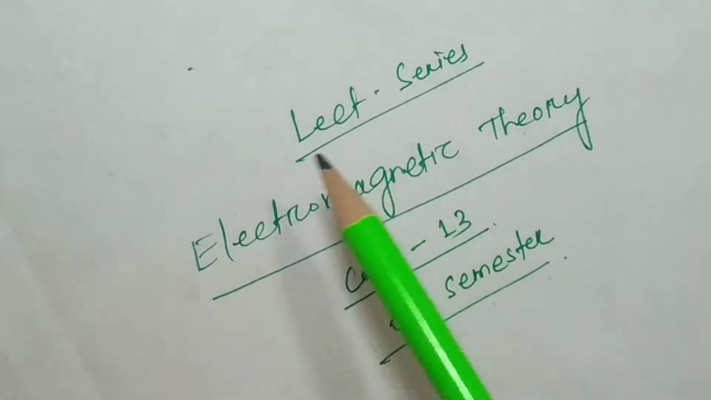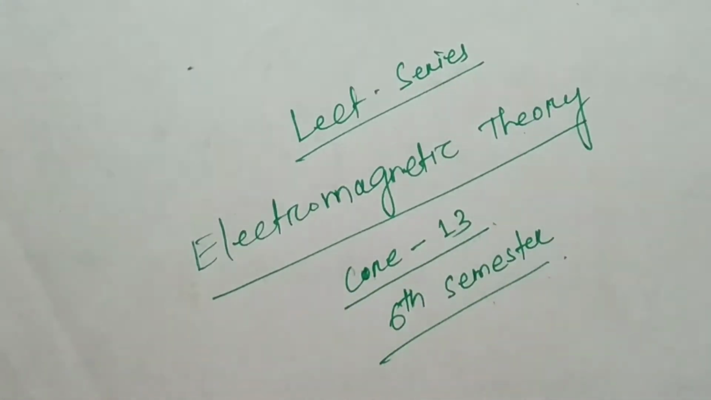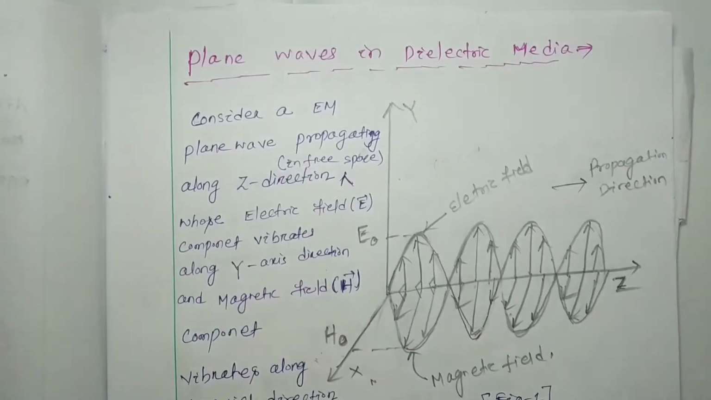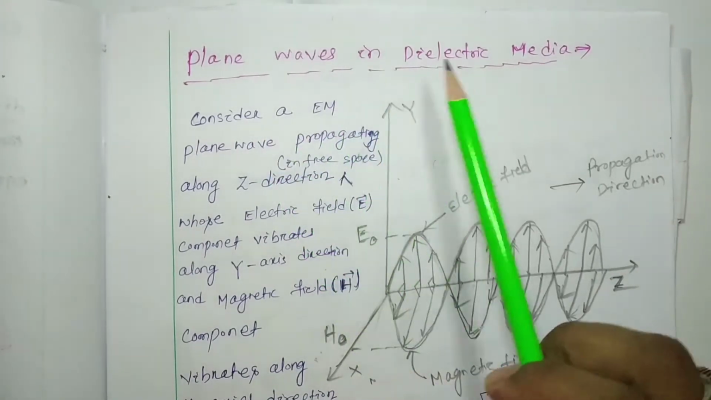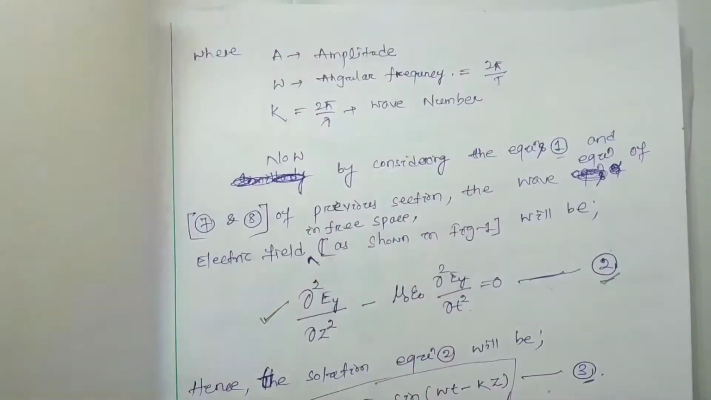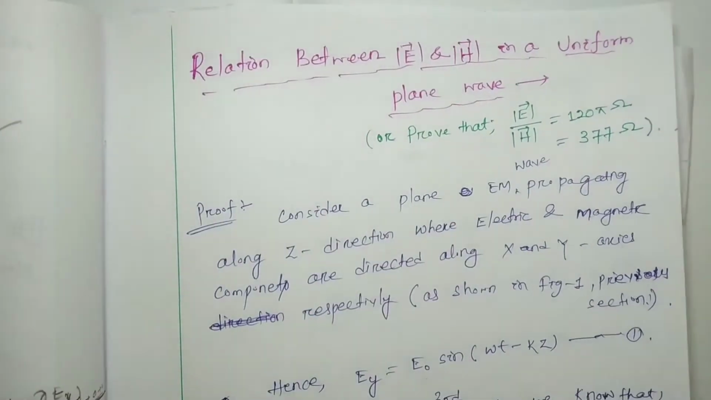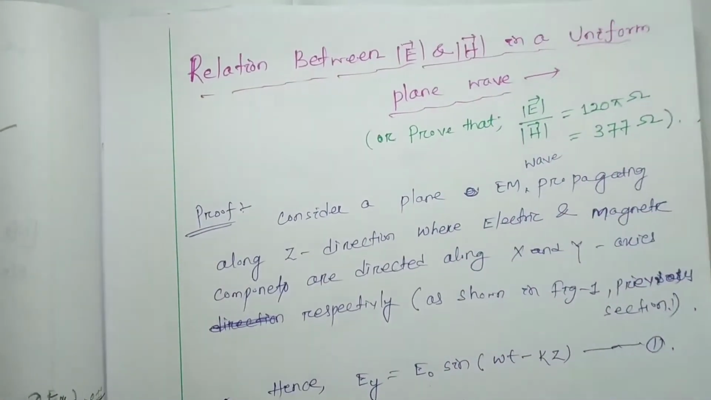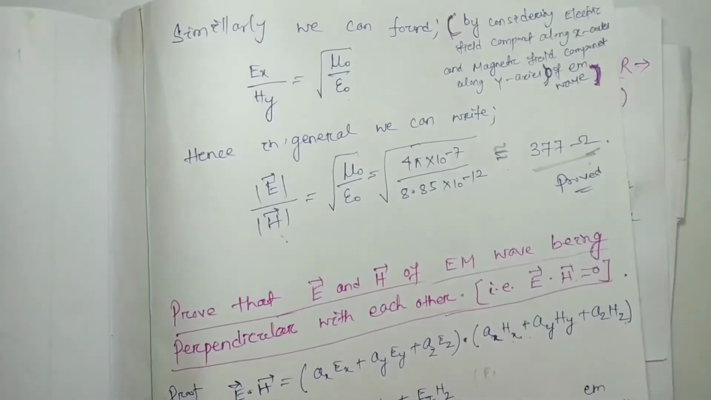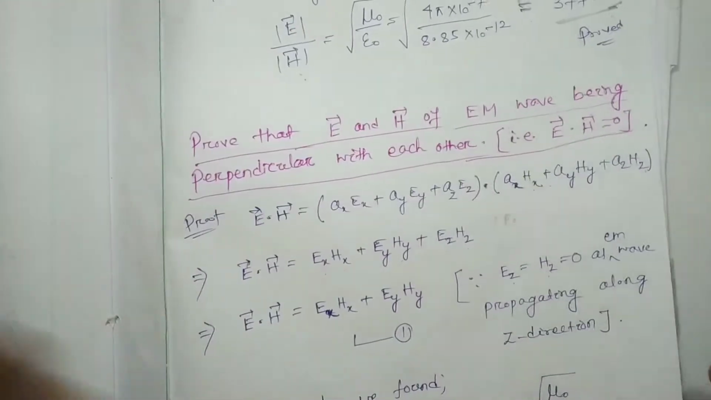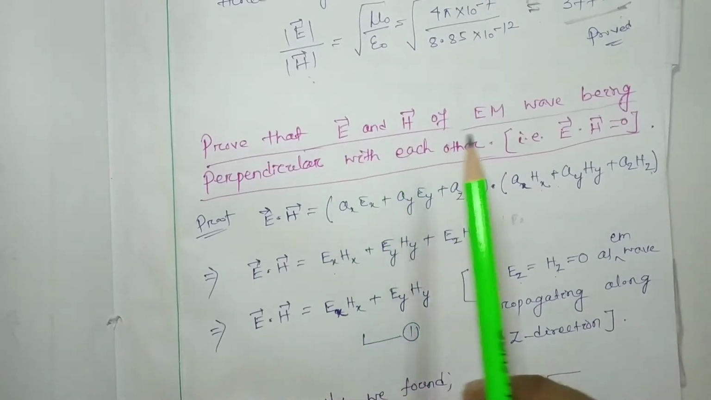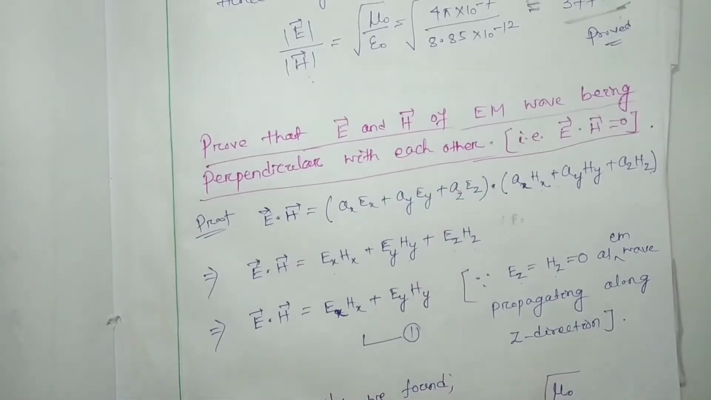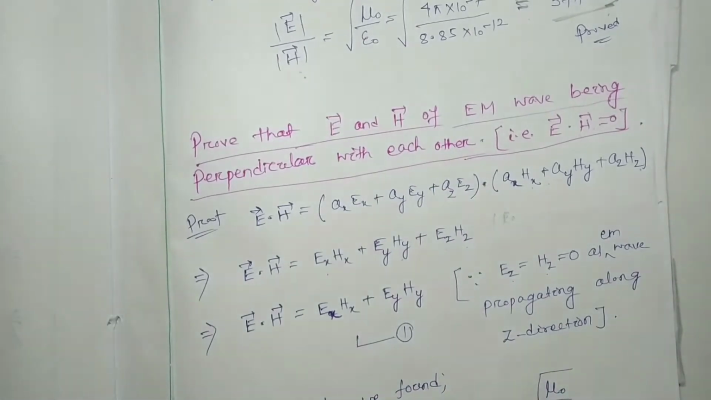I welcome you all to our lecture series on electromagnetic theory, that is your core paper 13 belonging to your 6th semester. In our last class we discussed plane waves in dielectric media. Then we discussed the relation between E and H in a uniform plane wave, and we proved that E and H of an electromagnetic wave are perpendicular to each other. These things we have discussed in detail in our last class.